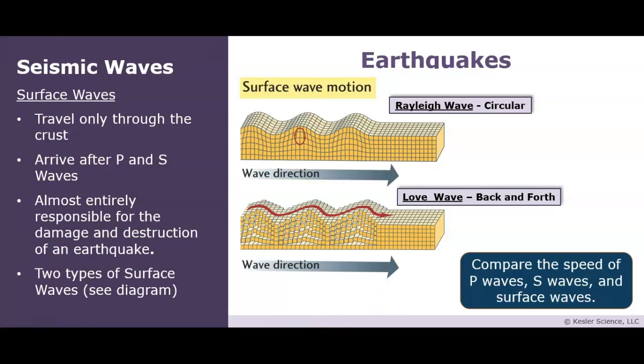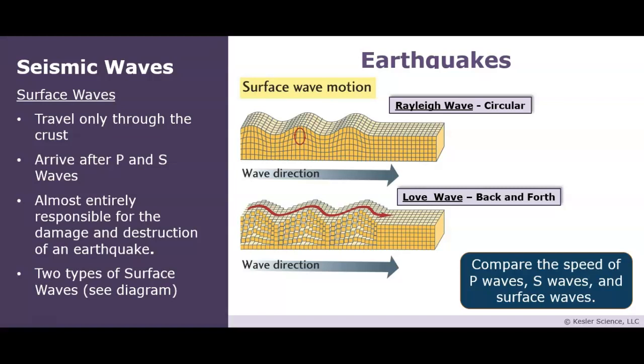Let's talk for just a minute more about these seismic waves. So surface waves are a third kind. We've talked about primary waves and secondary waves, or P waves and S waves. Those are body waves. This is a different type of wave. Surface waves are not body waves. They only travel through the crust. They don't travel through any other layers. They always arrive last, so to speak. They arrive after both the P and the S waves.